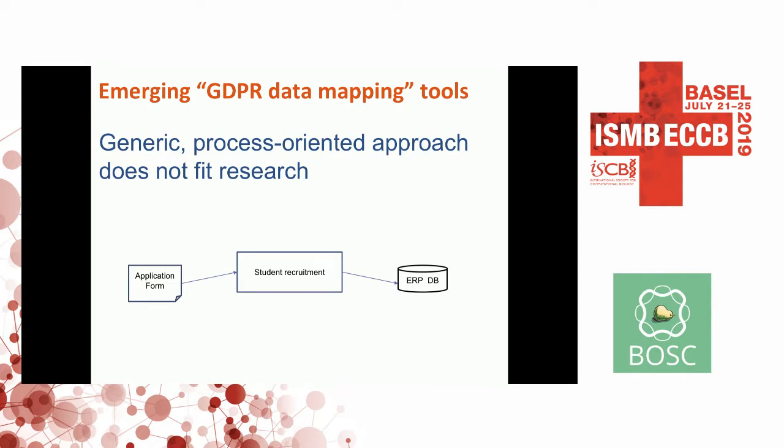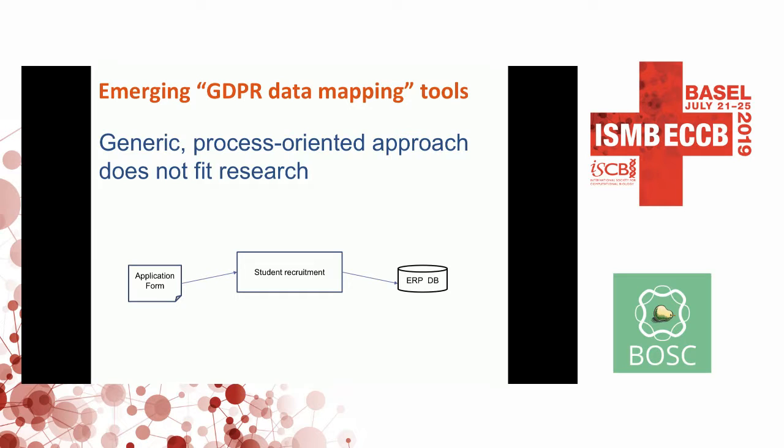So the existing GDPR tools are quite generic and process-oriented. So let's say I'm a university, I'm trying to document what I'm doing, and it views the world in terms of processes. So I would say as a university, I have a student recruitment process, I get application forms, and then I generate a database. So I have this process and I run it like 1,000 times, it doesn't change.